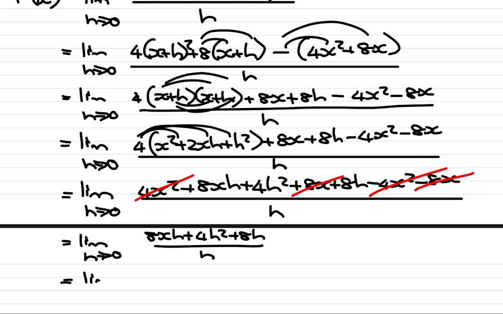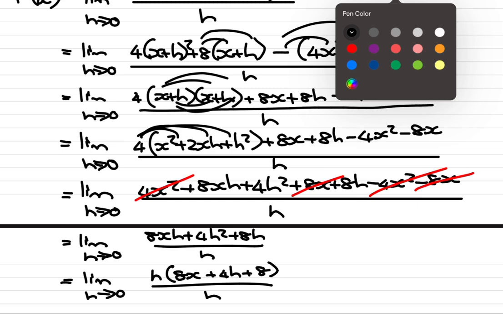At this point, after I've simplified, I need to factor. The important part is if you look at the numerator at the top, I can take out 4h, but I prefer not to do it. I'll just factor h out every single time so that the h's can cancel out. So I've got 8x plus 4h plus an 8, all over h.